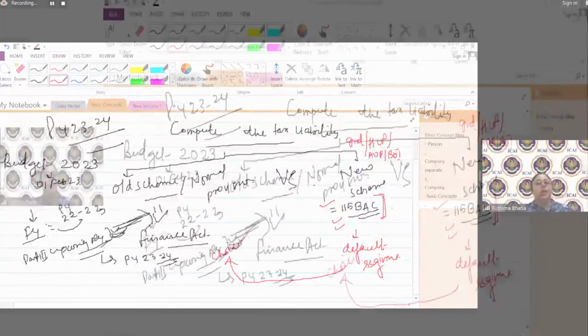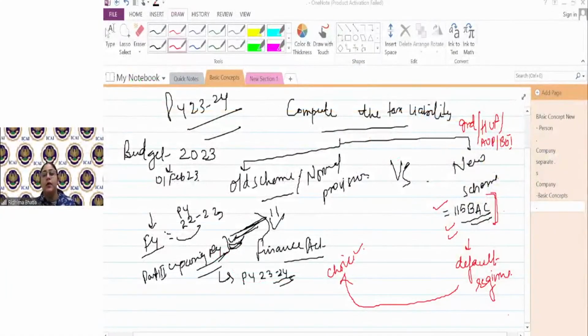New scheme is the scheme which is applicable by default, and this default thing has come from previous year 23-24. That is, if you will not choose to opt out, matlab to opt out and choose old scheme, new scheme would be applicable to you. The tax rates under new schemes are very attractive versus the tax rates under the old scheme. But it's not just that. You have to understand what new scheme offers and what old scheme offers, and then make a wise choice whether to go for new scheme or whether to go for old scheme.